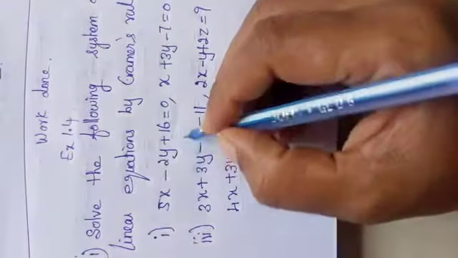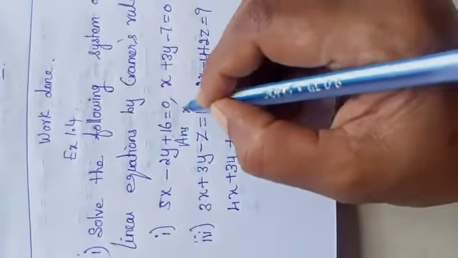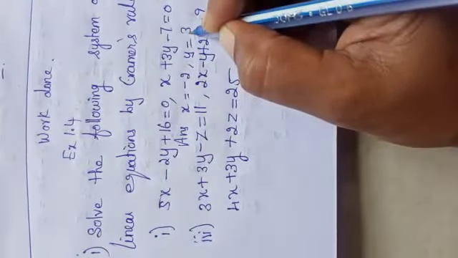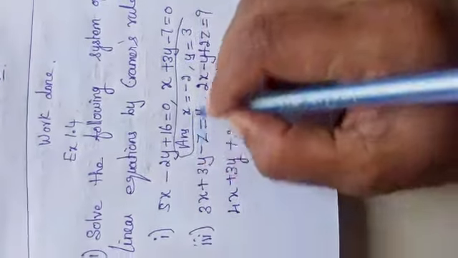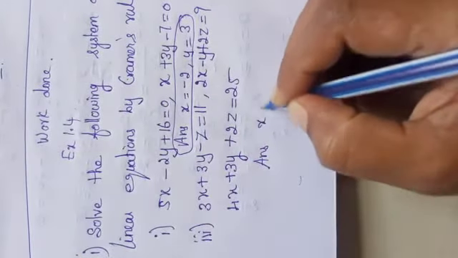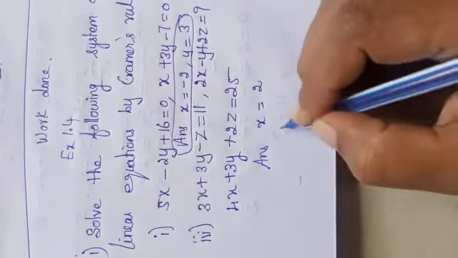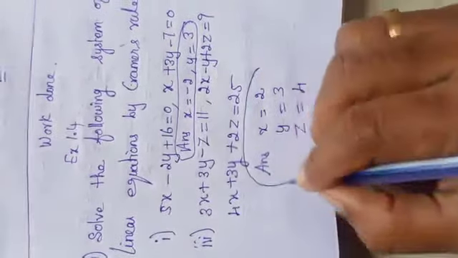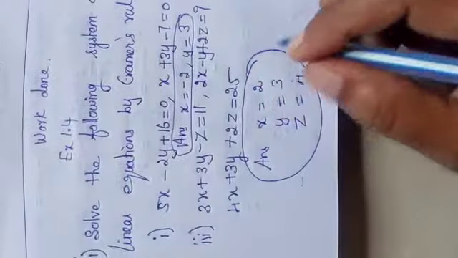Shall I give the answers also? See, the answer for this problem: x equal to -2 and y is equal to 3. And for this one, the answer is x equal to 2, y equal to 3 and z equal to 4. After doing, check the answers, okay?